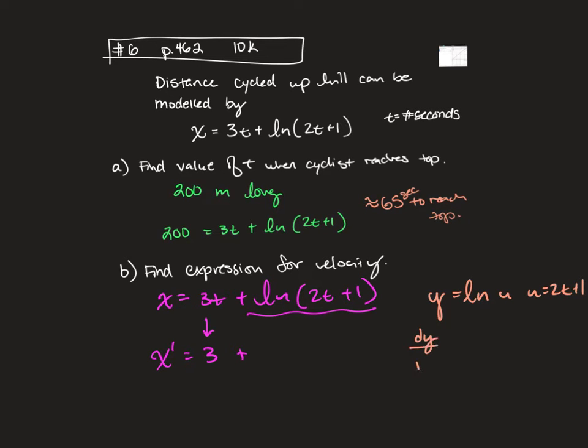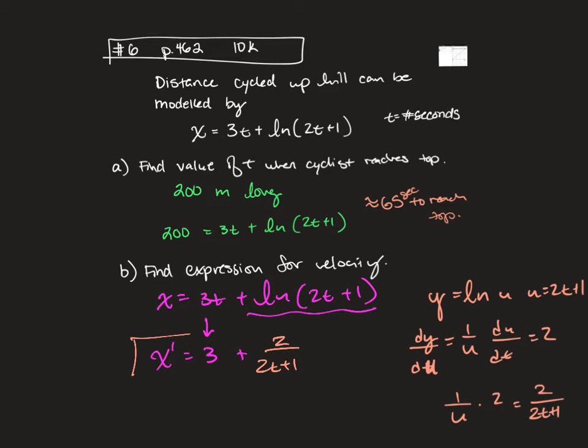dy du, sorry, that's a u, is 1 over u. du dt is 2, so we're going to get 1 over u times 2, which is 2 over 2t plus 1. Cool. So then the derivative here is 2 over 2t plus 1. This is your function for velocity.